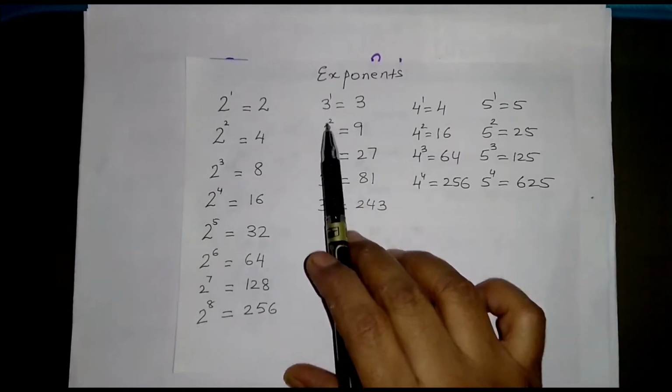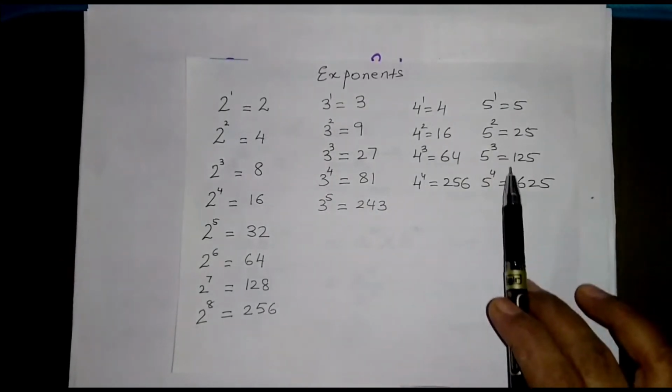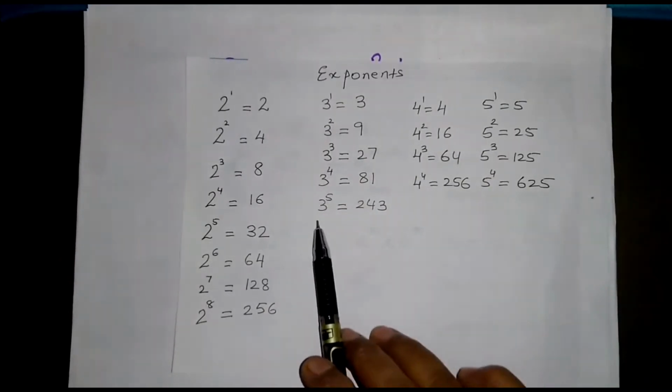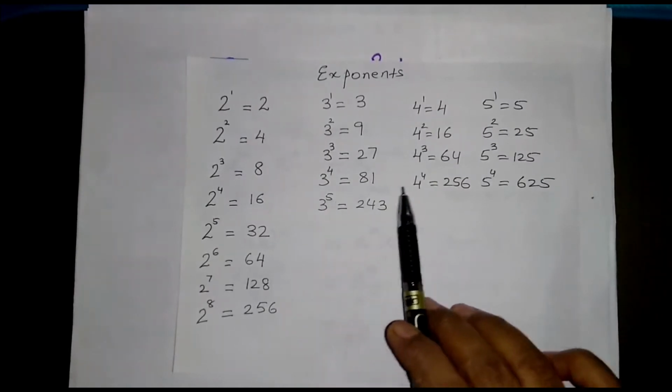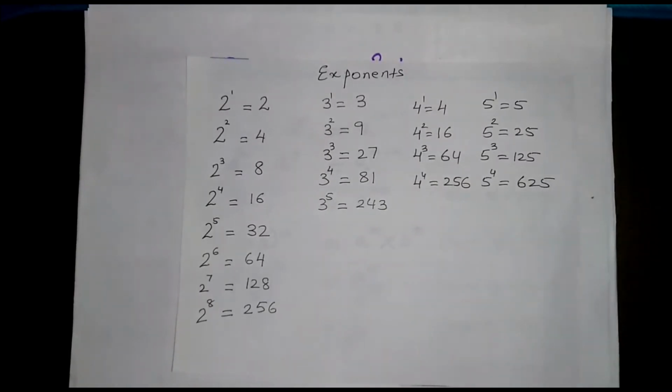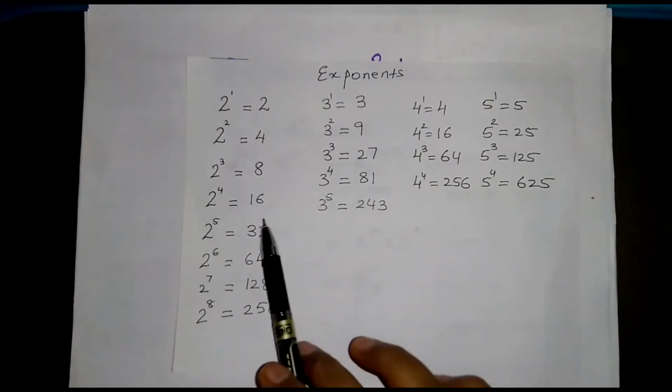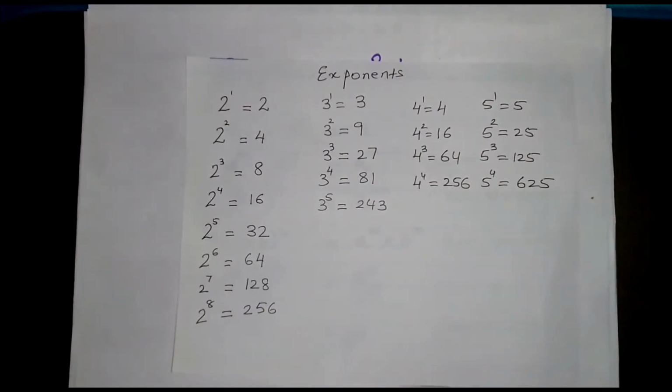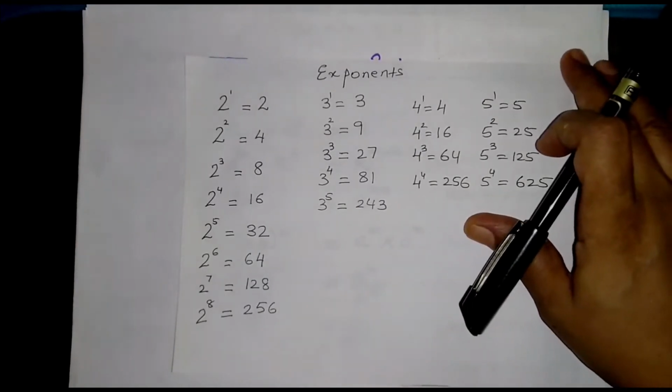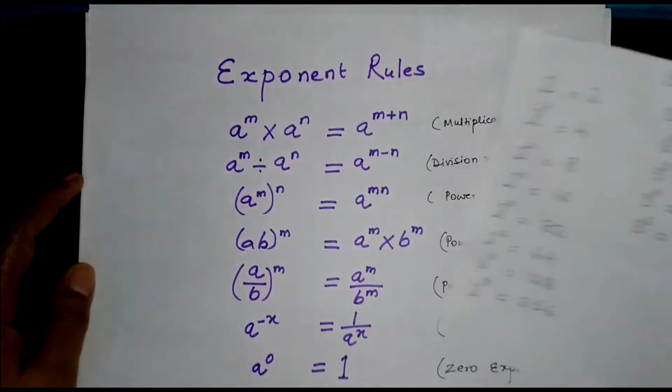I have different powers of 3, 4 and 5. I have written up to 5 here, and up to 4 and up to 4 here. If you want to learn more, you can do it, but for this chapter, if you do this much, it will be enough. Okay, let us quickly go through the rules once again.